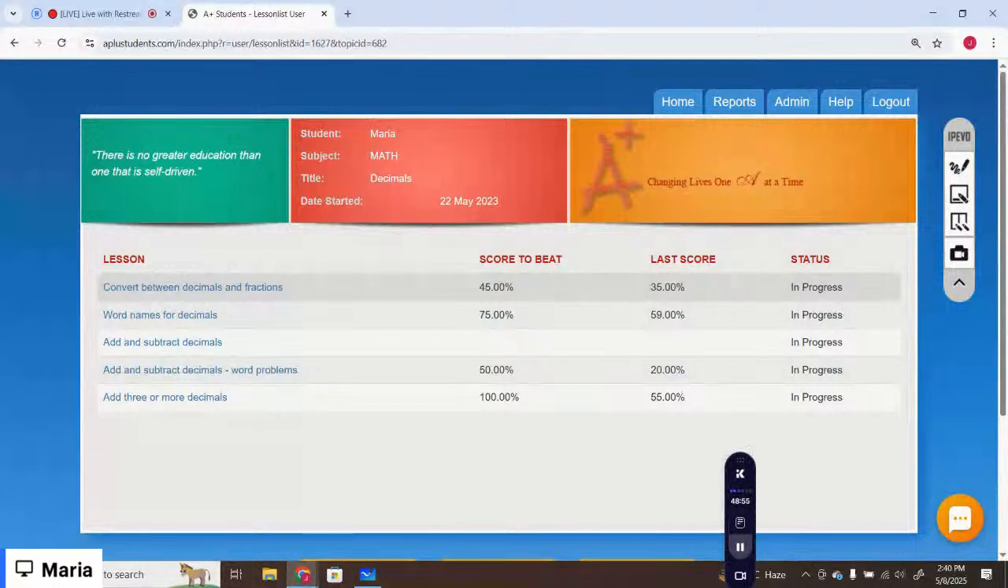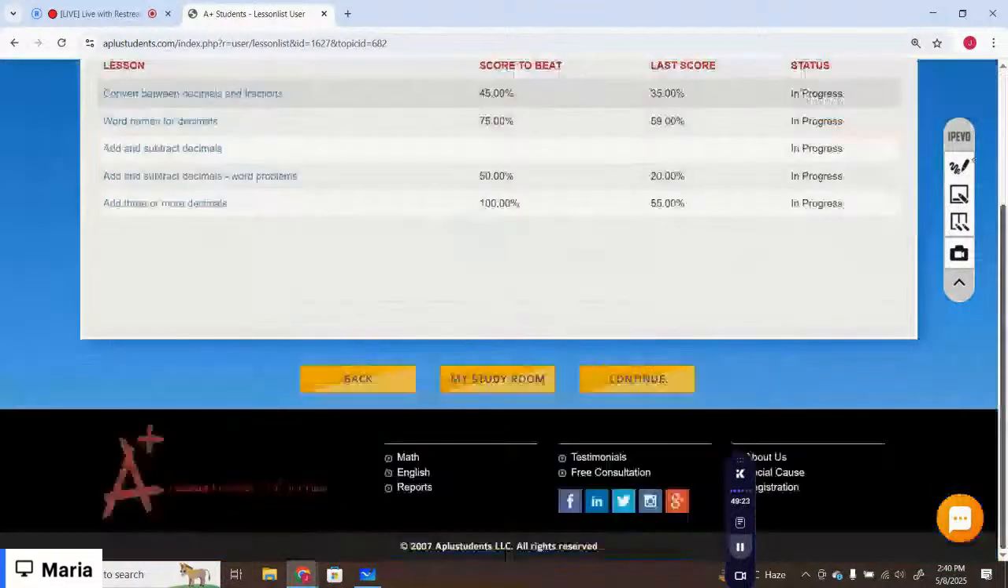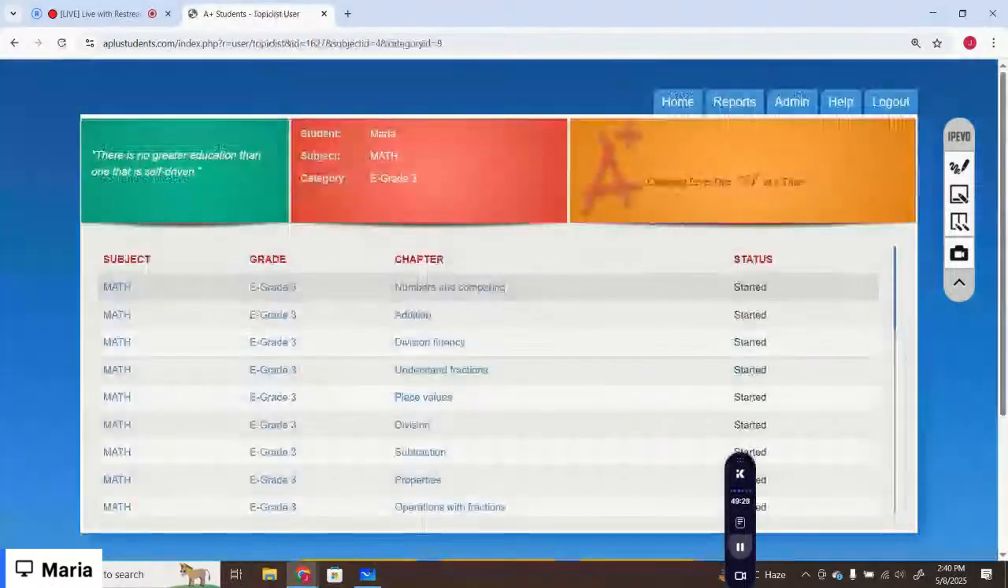Okay, so we were working on math. The chapter we were working on is decimals. The lessons we have covered from the chapter are convert between decimals and fractions, word names of decimals, then add and subtract decimal word problems, add 3 or more decimals. So please make sure before the next session you complete all the practice questions for the lessons we just did. That is your homework until next session.